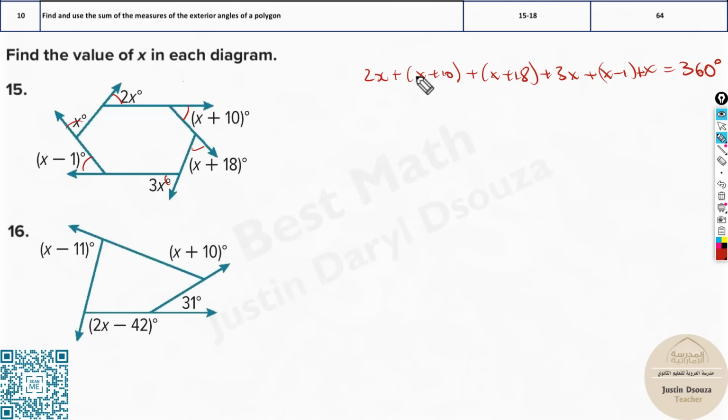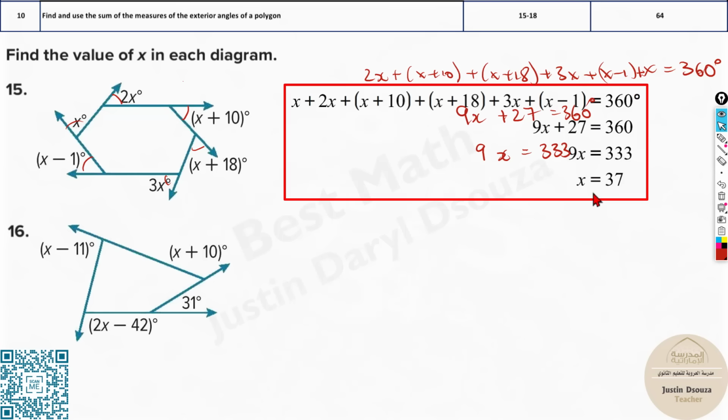2x plus 1x is 3x, 4x, 7x, 8x and 9x. Now what are the numbers? 10, 28, 27, over here plus 27 will be equal to 360 degrees. Now take the 27 to the other side, it will be 333 and you have 9x. Now you need to divide this by 9. You can put it in the calculator and you will get the answer. The answer would be 37.